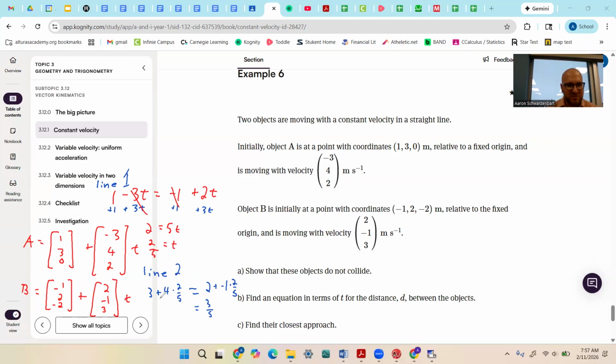15/5 is 8 plus 15 is 23. These are clearly not equal. So the two objects, when they are at the same x coordinate, are not at the same y coordinate, so they're not going to collide. They're going to pass by each other, but not collide.